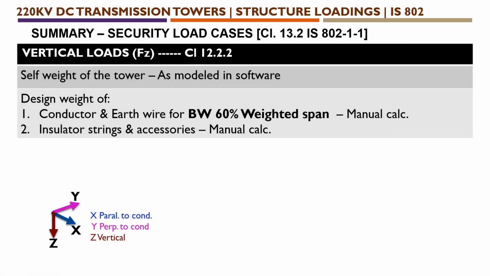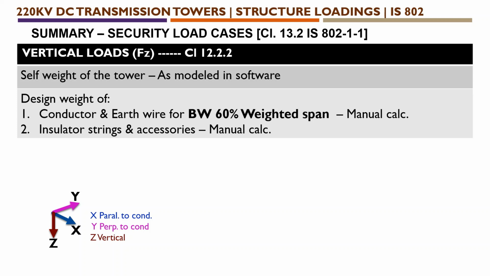Next one is vertical load, FFZ. This is as per clause 12.2.2. This is very simple. In this we are going to consider only the self weight of the tower, conductor, earth wire, insulator strings and accessories. So we are going to consider all the self weight of the components, but only for the conductor and earth wire we need to consider 60% of weight span in case of broken wire. So the weight of conductor, earth wire, insulator string and accessories we are going to calculate manually. But the self weight of the tower should be done using the modeled software.